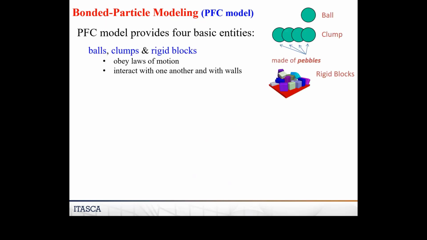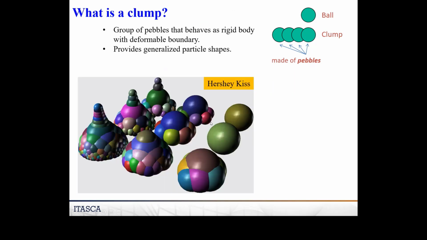So we have four basic entities. We have these things called balls, which are spheres or discs. We have clumps, which are collections of those. By using more and more balls in your collection, you get a closer and closer representation of a certain shape.